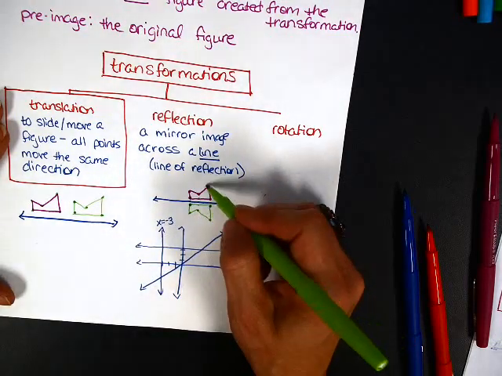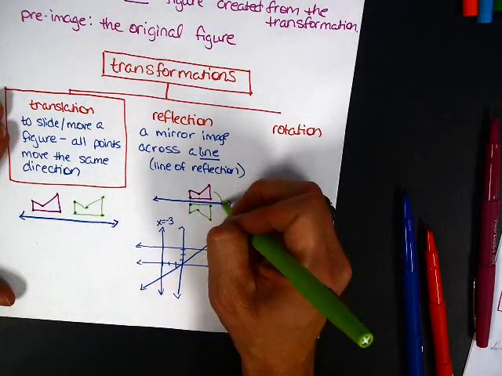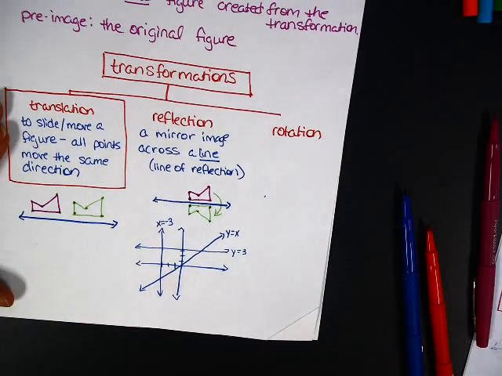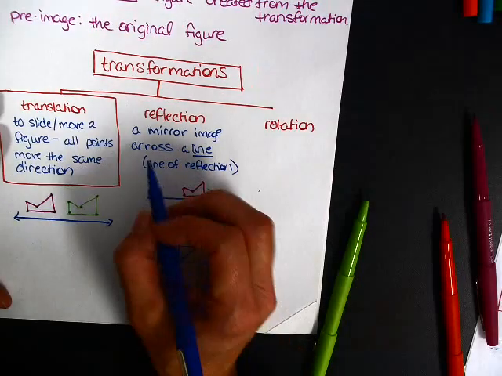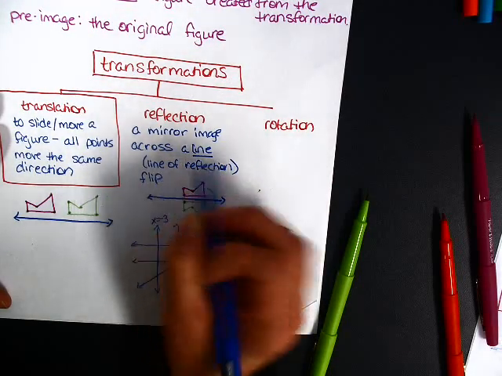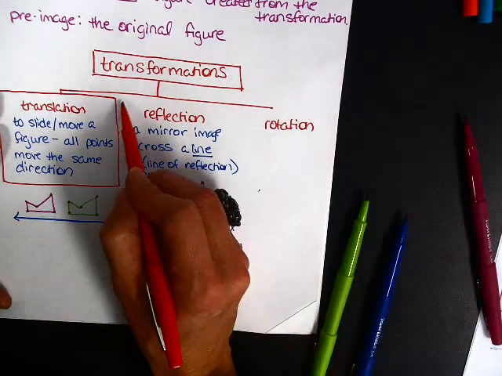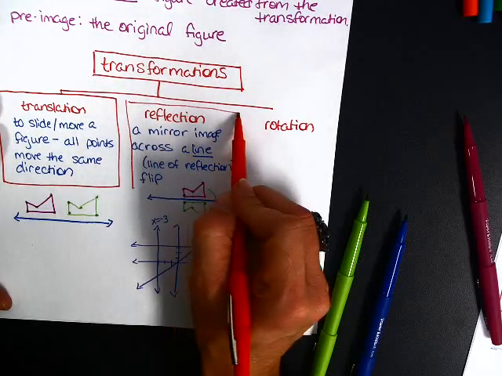And then it's just a direct reflection across that line. So we reflected it down this way. We can also refer to that as a flip, to flip it. Okay, I'm going to draw a little box around this.